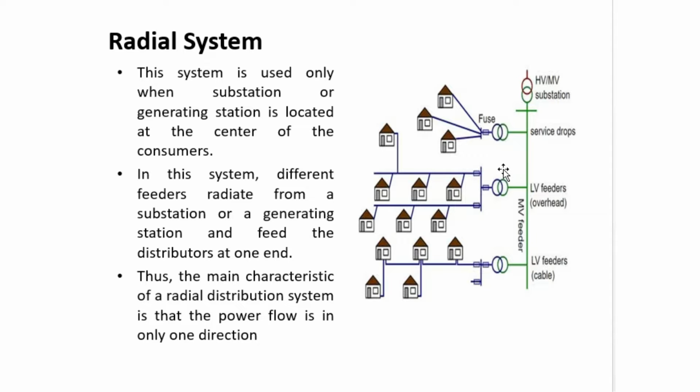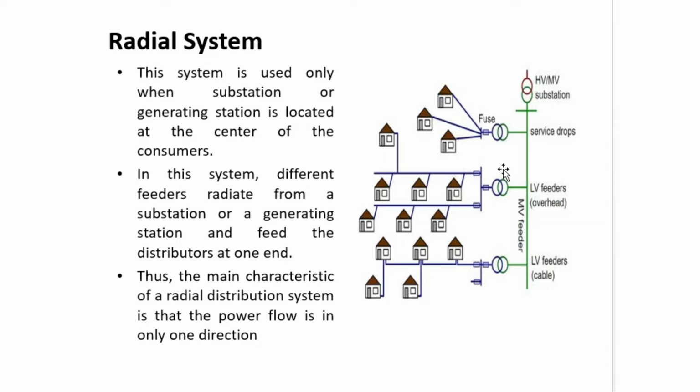Although this system is simplest and least expensive, it is not reliable, because the major drawback of a radial distribution system is that a fault in the feeder will result in supply failure to the associated consumers, as there won't be any alternative feeder to feed the distributors. You can see in the figure that the main characteristic of this network is that the power flow is in only one direction. So a fault would result in the loss of power supply to a number of customers until the fault is located and cleared.